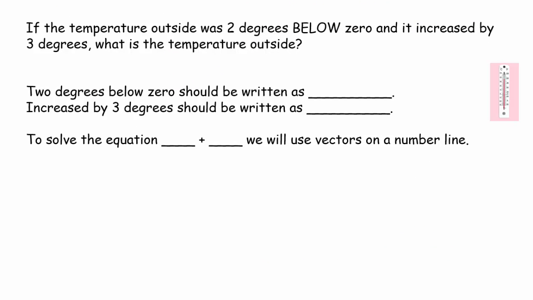All right, let's start off. If the temperature outside was 2 degrees below zero and it increased by 3 degrees, what is the temperature outside? First thing we need to do is write those statements as numbers. So 2 degrees below zero would be written as what? -2. If it says increased by 3 degrees, this should be written as a +3. So to solve the equation, -2 plus 3, we will use vectors on a number line.